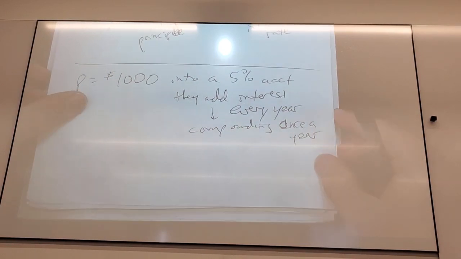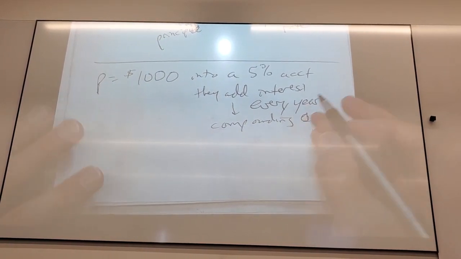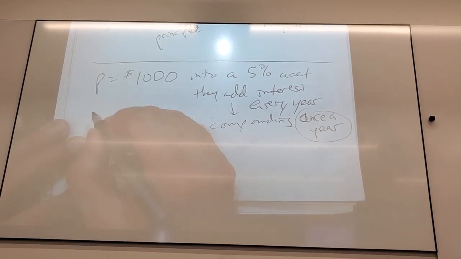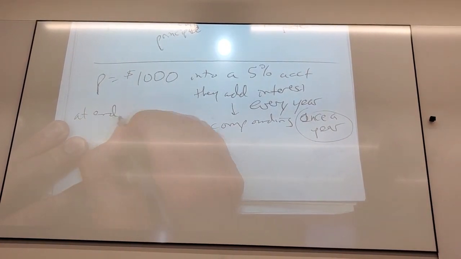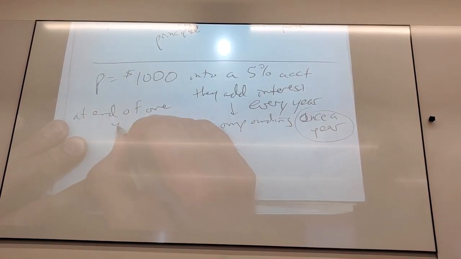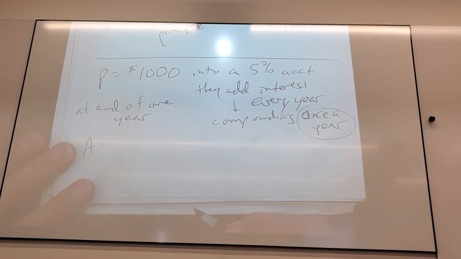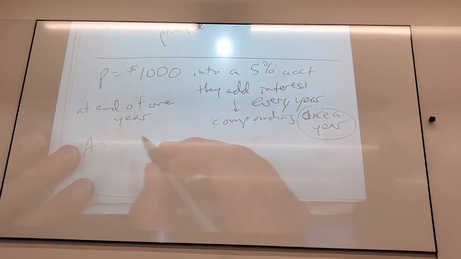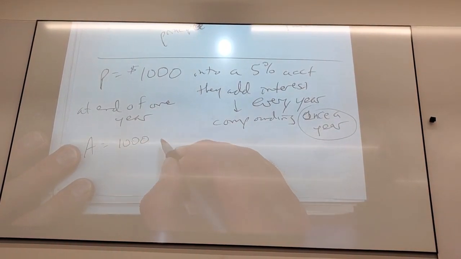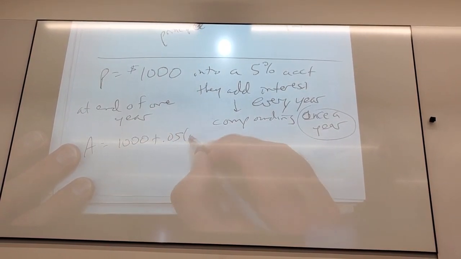Okay. So let's do this specific example. I'm doing it once a year, so at the end of 1 year, how much money am I going to have? What's the amount of money I'm going to have? How would I figure that out? 1,000 plus 5% of 1,000. Good, 1,000 plus 5% of 1,000.